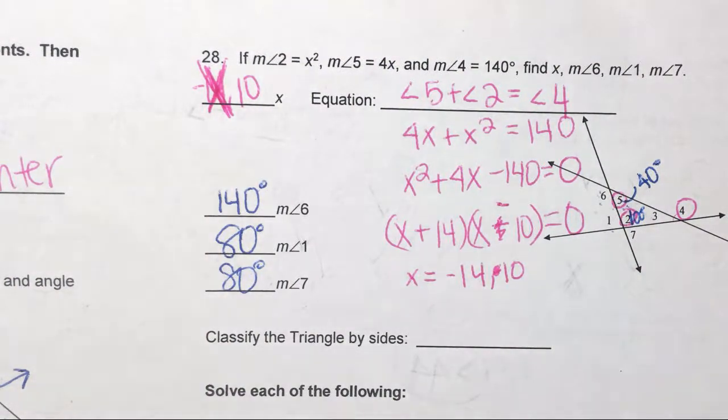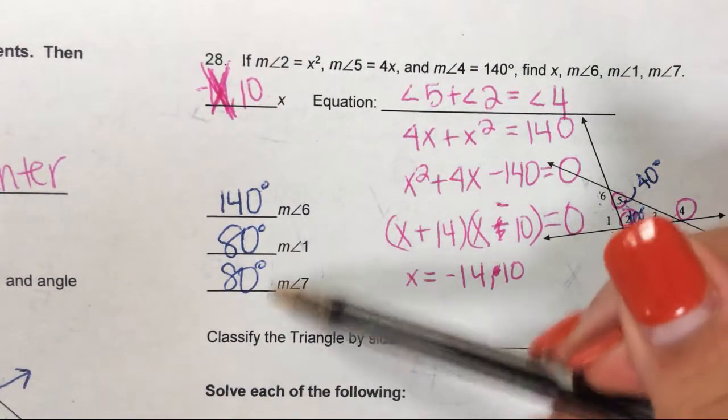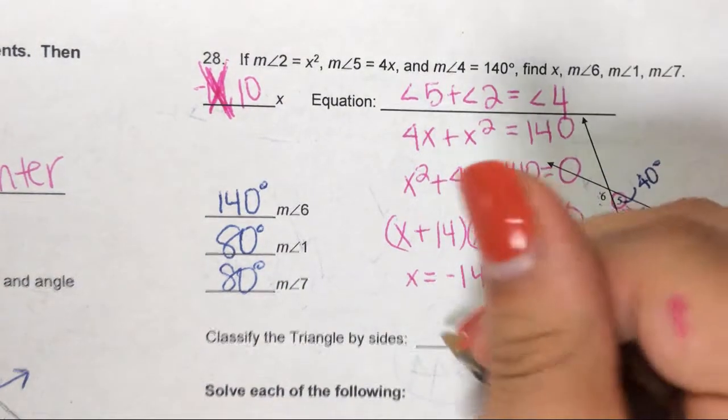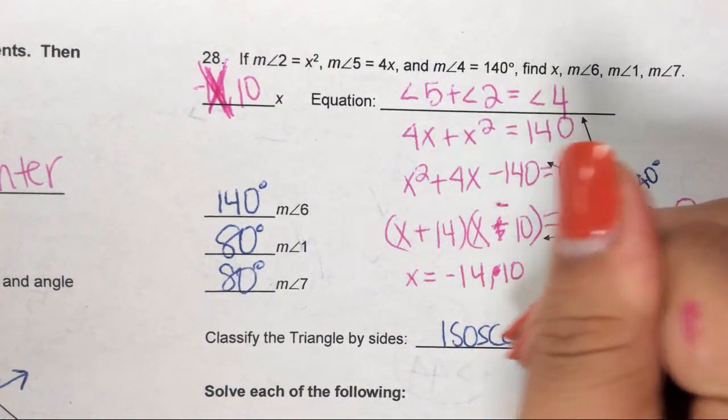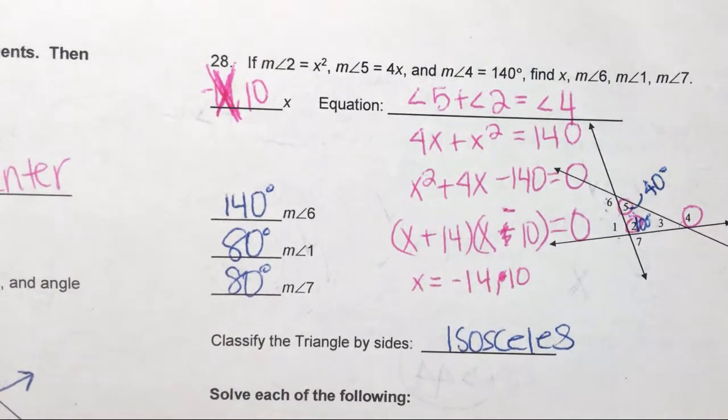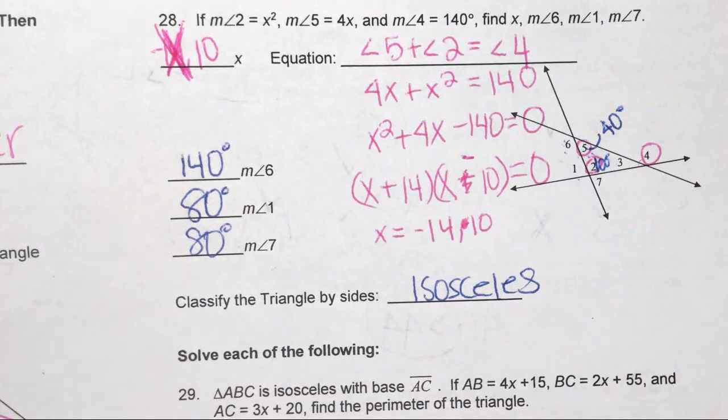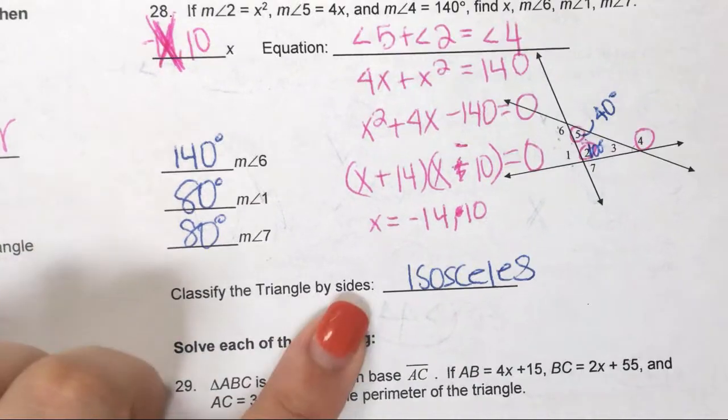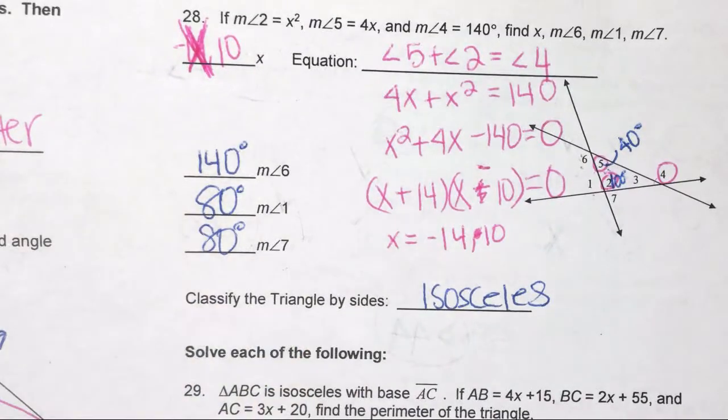I want to classify this by sides. Well, if I have two congruent angles, by sides it would be isosceles. If you put obtuse here, that would be by angles. I'm not asking for that.